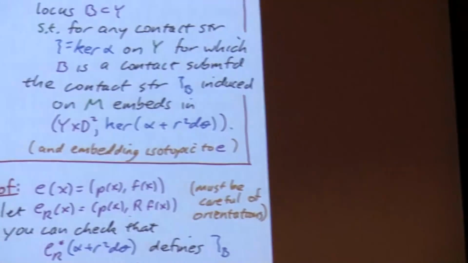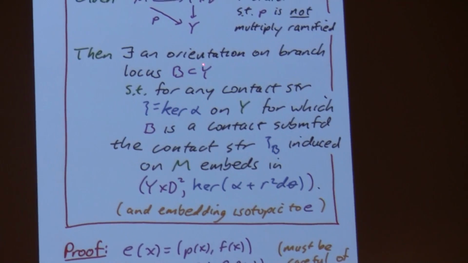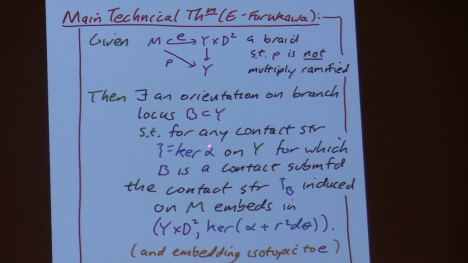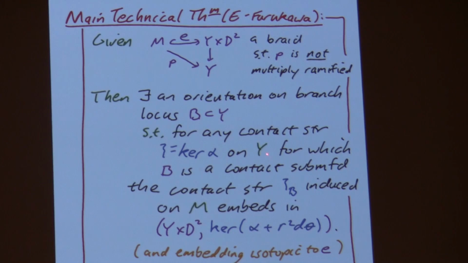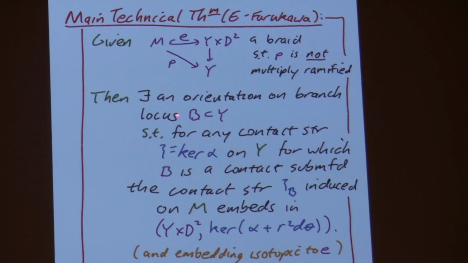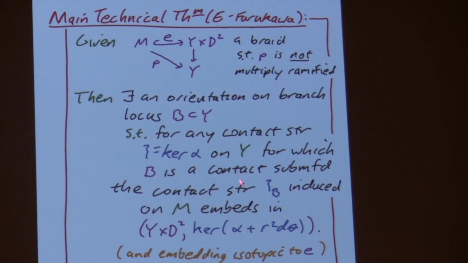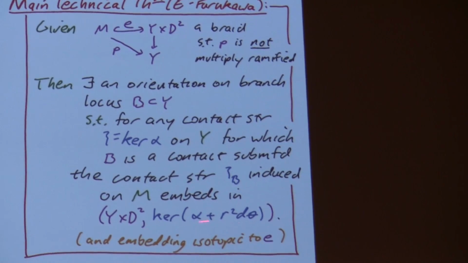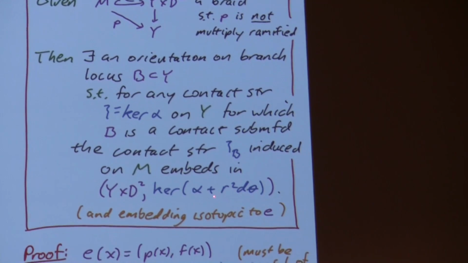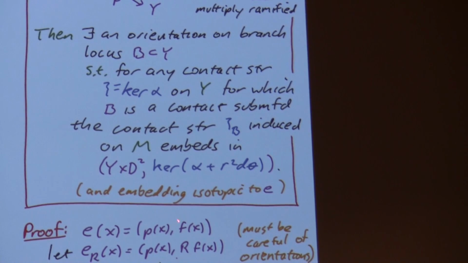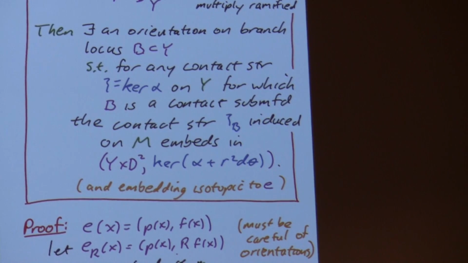Okay, so that's our setup. The claim is, given this, there is an orientation on the branch locus such that anytime you realize the branch locus in some contact structure on Y as a contact submanifold, and that's a big if, you have to be able to do that, but if you've done that, then this branch cover contact structure that is induced on M embeds in this specific contact structure on Y cross D2. Okay? So it's a bit of a technical result, but this is what we need. Oh, and by the way, the embedding is isotopic to the original embedding.